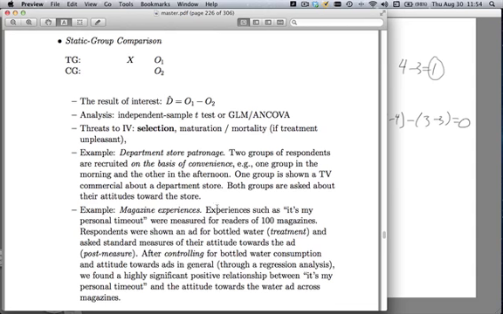Another example of this is with magazine experiences. We've already talked about this with the independent sample t-test.